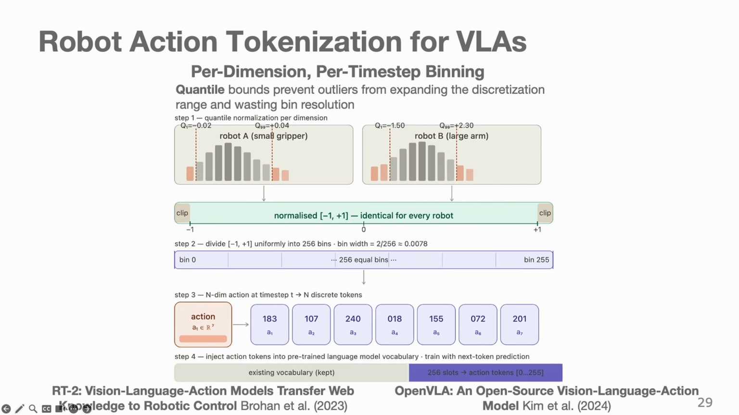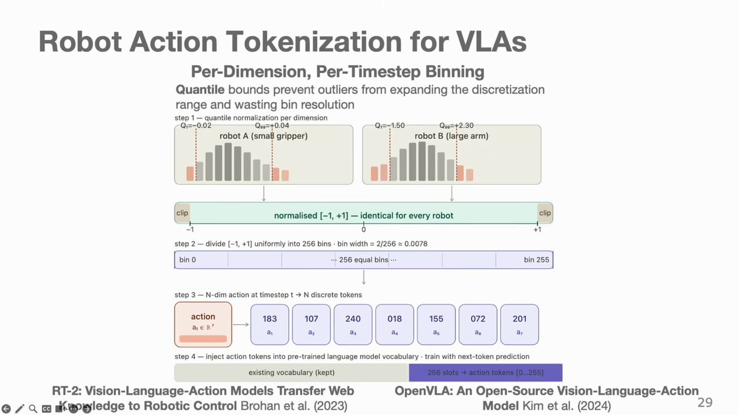So how can we tokenize robot actions? Because actions are continuous and they're not discrete, right? The first way we can go around this is to discretize them. The first approach, used by models like RT-2 and OpenVLA, used a simple per-dimension, per-time-step binning scheme. It's pretty simple. First, you do quantile normalization.